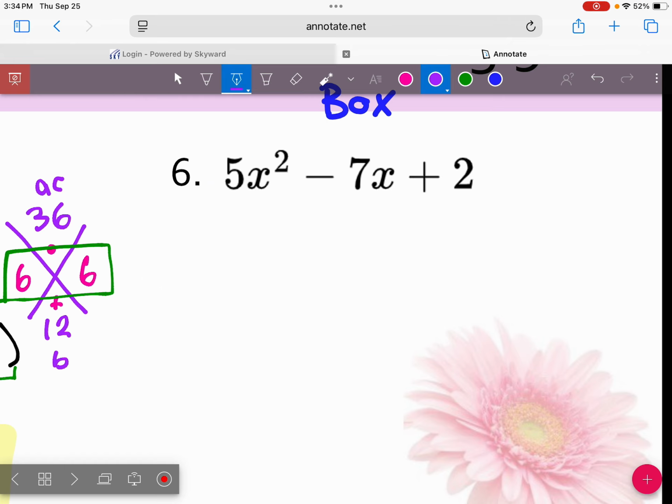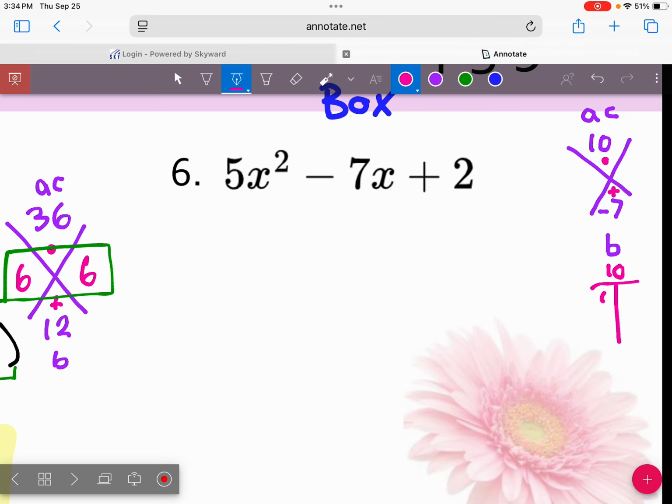I'm still going to start by making my X frame. I still need to know these values. For my A times C, that leaves my 5 times 2, so that's going to be a 10. My B goes on the bottom, so that's negative 7. So what we're trying to find is a pair of numbers that multiplies to make 10 and adds to make -7. So again, if it's not something that pops into your head, especially when we're dealing with those negative numbers, it's sometimes tricky.